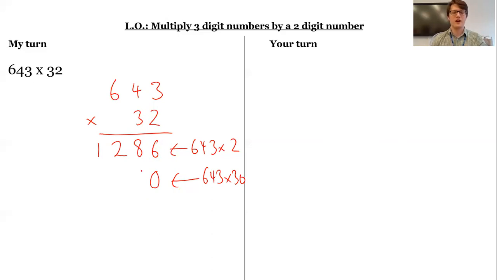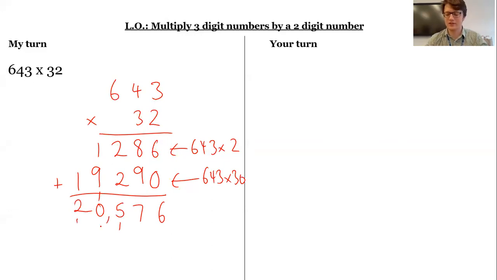3 times 3 is 9, or 30 times 3 is 90. 3 times 4 is 12. Regroup. 3 times 6 is 18. Add the 1. 19. Don't forget to add together the 2 parts at the end. 8 and 9 is 17. 2, 4, 5. 9 and 1 is 10. So I get 20,576. Pause the video, have a go at this one.